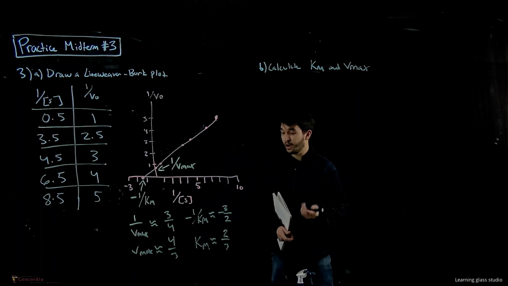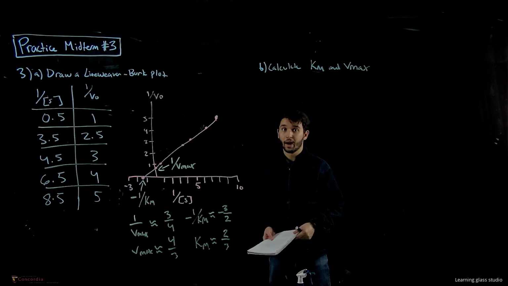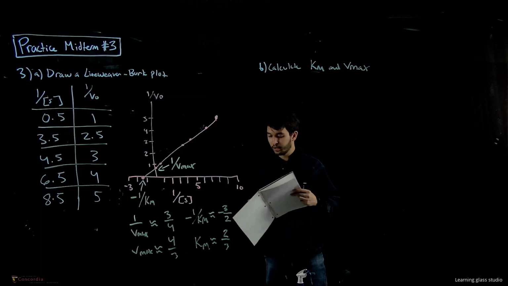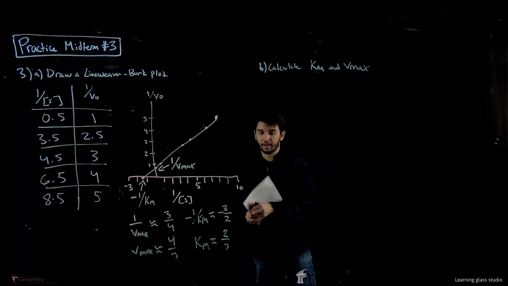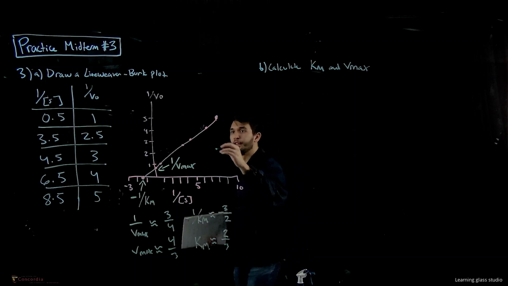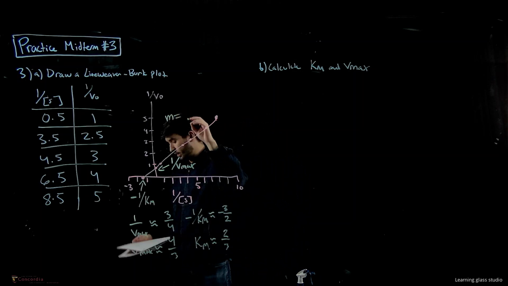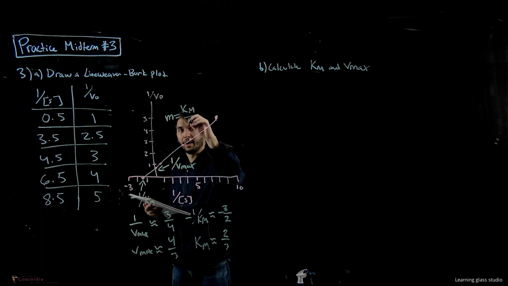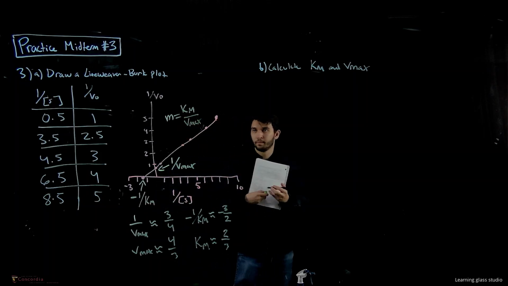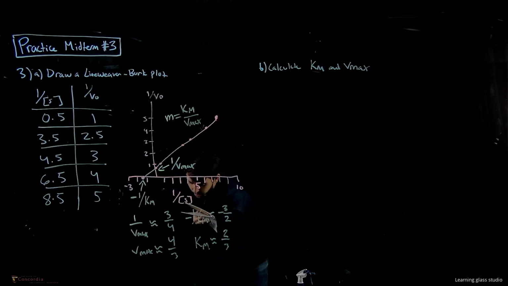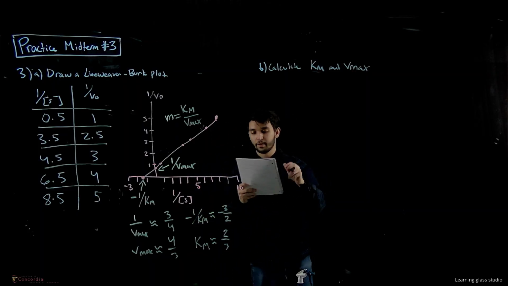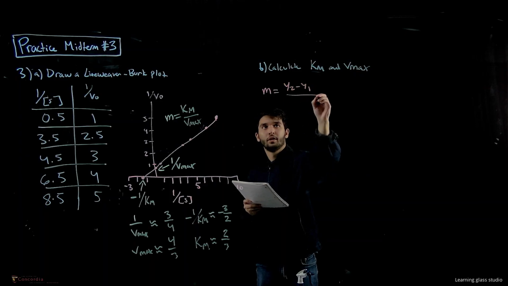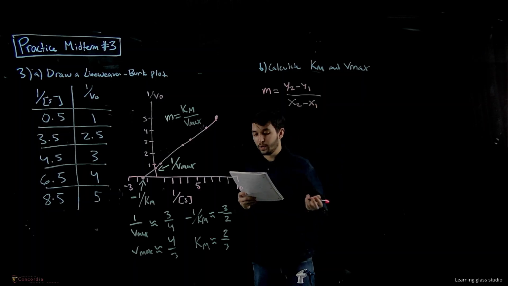But we can now try to figure these out by using some algebra. So we can find the slope of this line. We know that the slope of a Lineweaver-Burk plot is going to be equal to Km over Vmax, okay? So what we can do is find that the slope m is equal to y2 minus y1 over x2 minus x1. We can pick any 2 points.